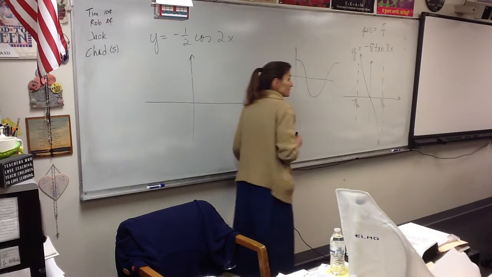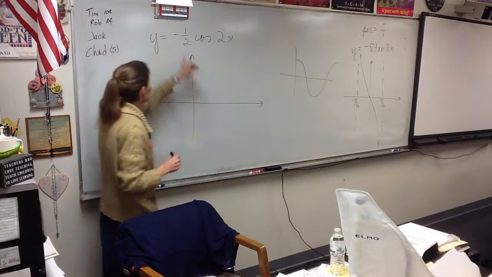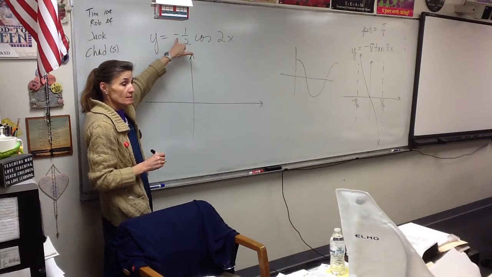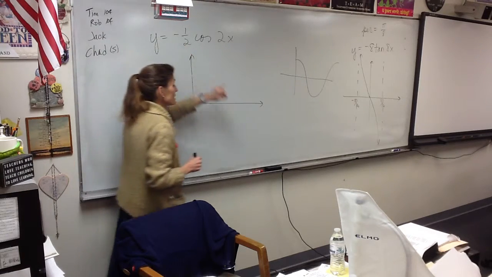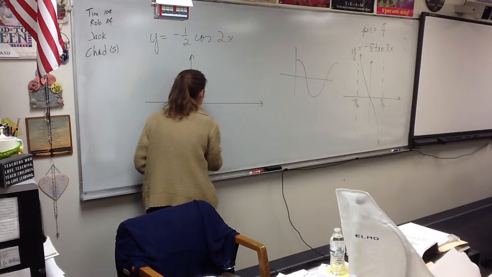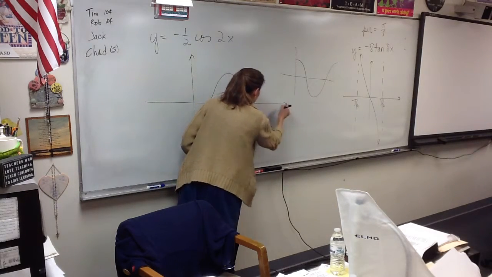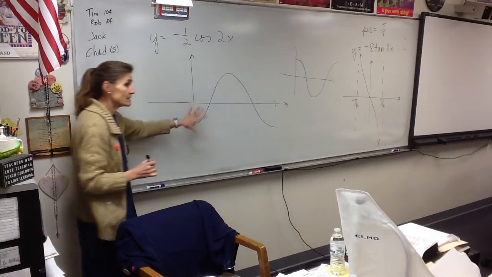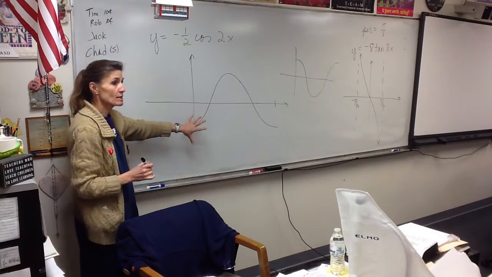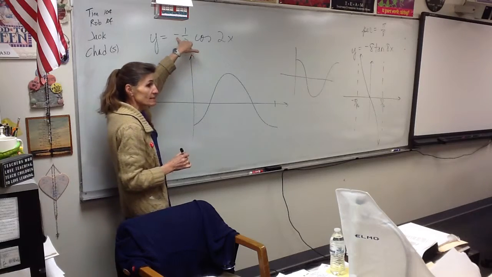This one's going to be back. But because it's negative, it's going to start at the bottom of the valley and end at the bottom of the valley. This is an upside down cosine, and it's upside down because of the negative.